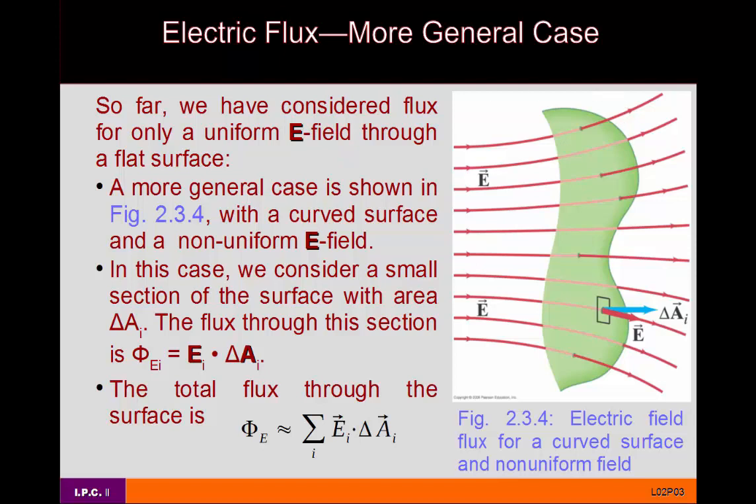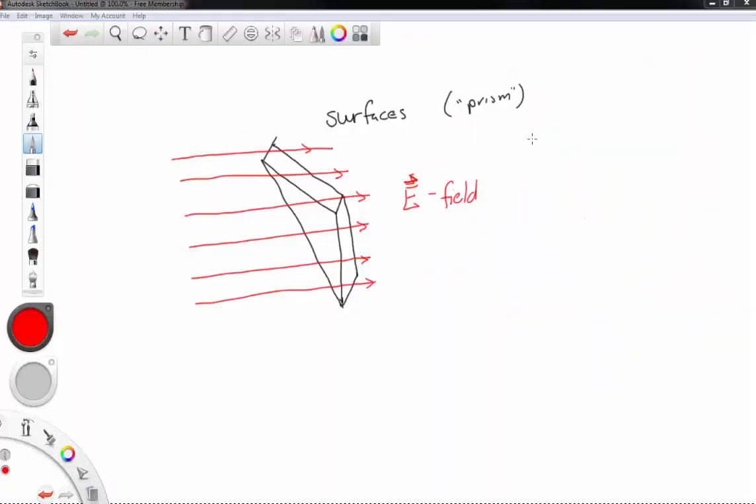For example, maybe you have a field which is everywhere in the x direction, or horizontal direction, and you have a surface which makes a triangle shape. So then you'd find the flux through the top part, you might find the flux through the next side, and the flux through the last side, and then you're done. This would look something like this, if I can just use a simple drawing.